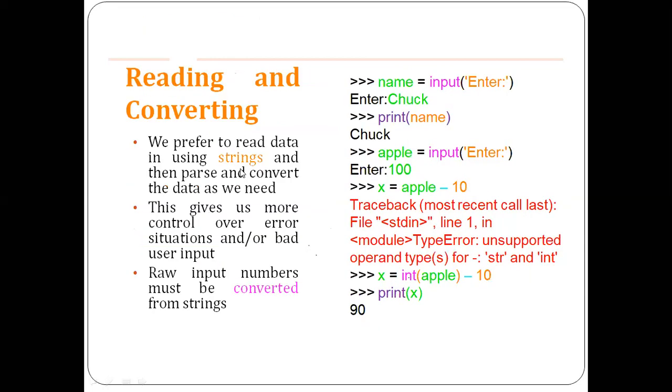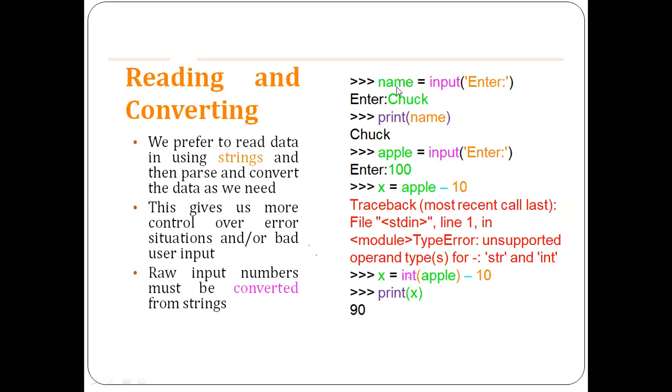And how do we read and convert numbers? We prefer to read data using strings and then parse and convert the data as we need it. This gives us more control over error situations or bad user input. Raw input numbers must be converted from strings. If you want to input values, you can do that using the string.